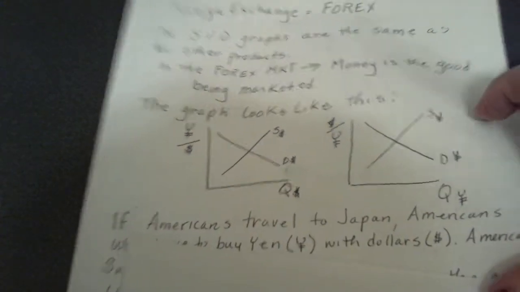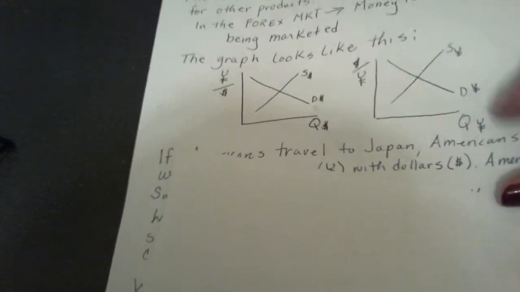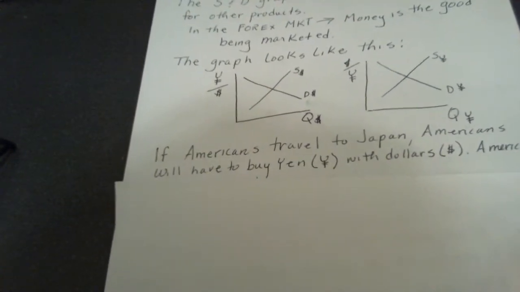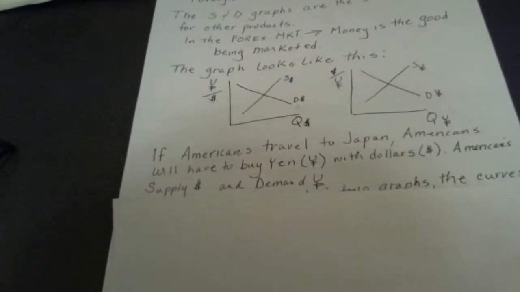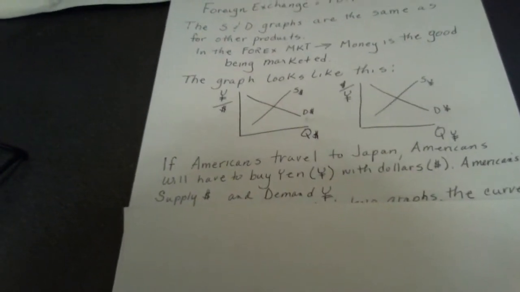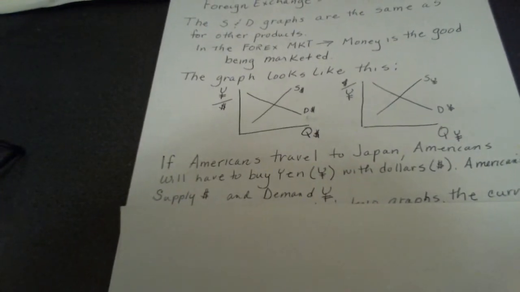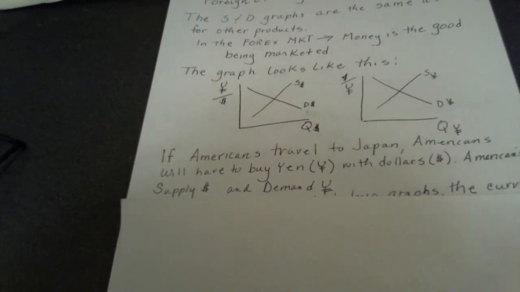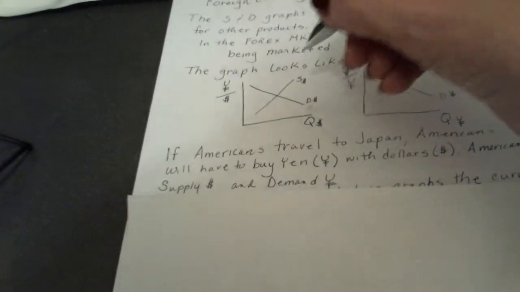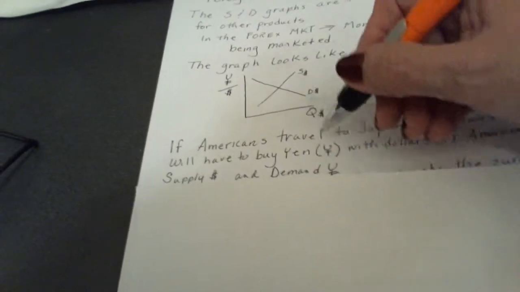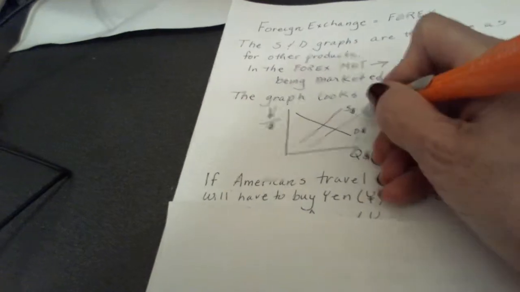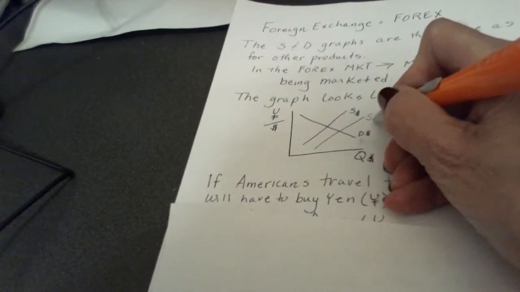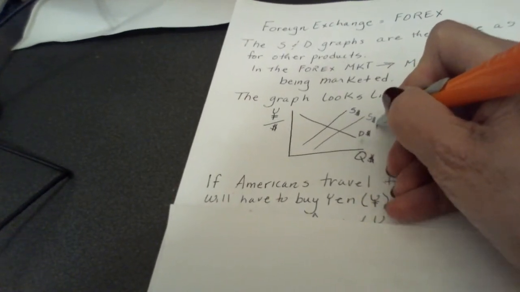So Americans are buying yen with dollars. Americans supply dollars and demand yen. So on the graph, the way it would look, what we would do is we're going to supply dollars. So if we're supplying dollars, we're going to be drawing in a new supply graph. That's going to be S supply 1.